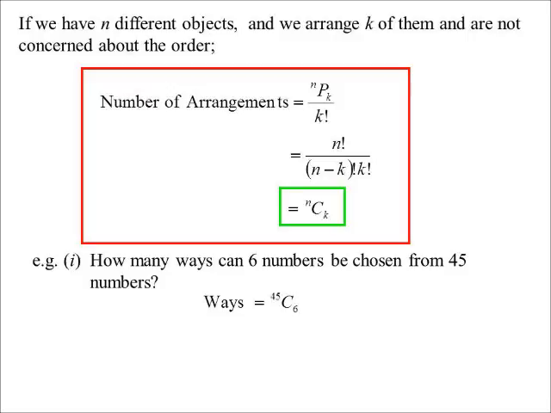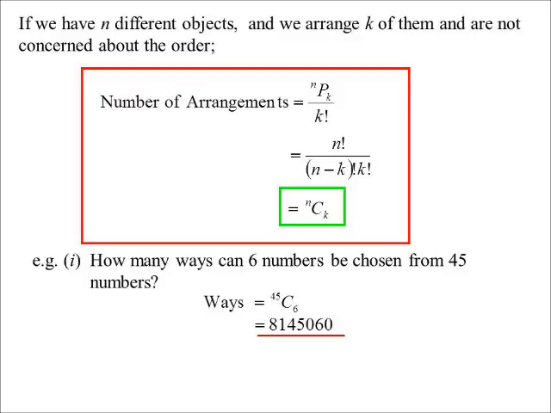39 factorial. Got to add together to give the top one. There you go. There are 8,145,060 different ways that those numbers could come out of the barrel. People say you haven't got a chance of winning.